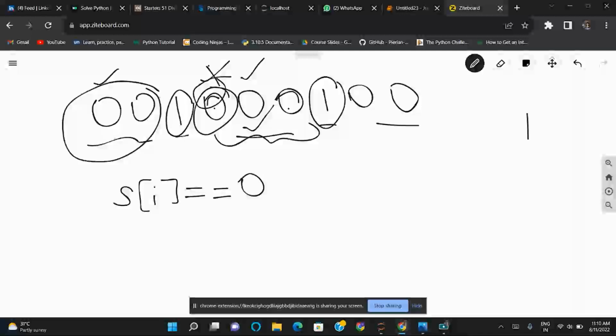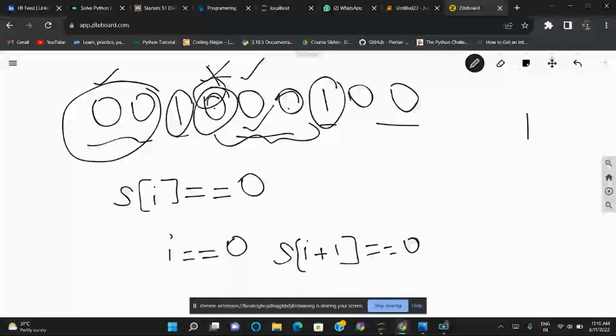In the first 0, you can place him because on the right side you don't have any person, and on the left side, as it is the first person, you don't need to check the left side condition. So here the condition would be I is equal to 0, and you have to check the next person also. So S of I plus 1 is equal to 0. This is the second condition.